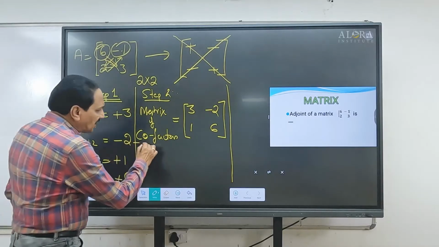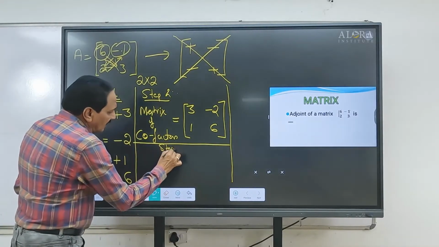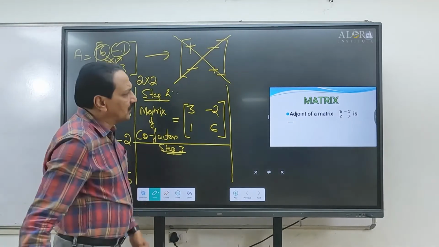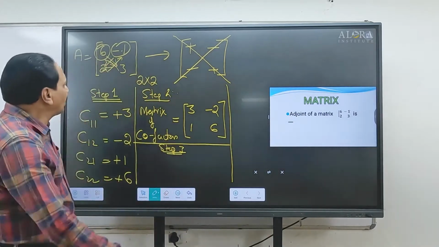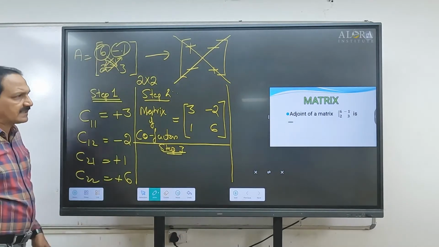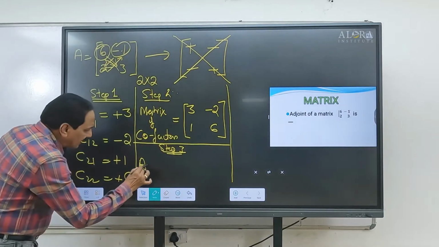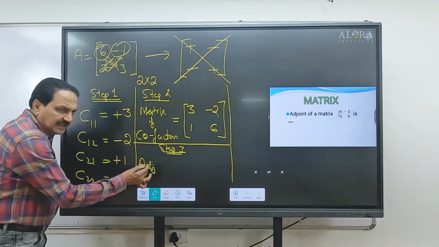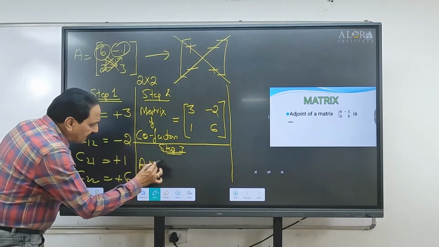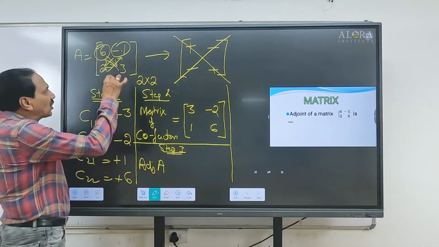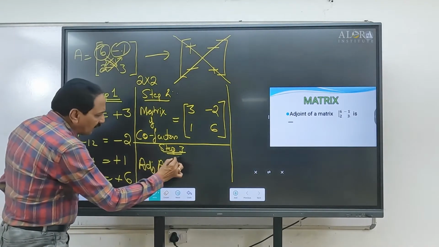Then step number 3. In the third step, we can write the answer. What do we want? If A is the given matrix, you are supposed to find the adjoint of that matrix. How will you write that? In short, ADJ, which represents adjoint. Adjoint A means the adjoint of the matrix A. How will you write that?